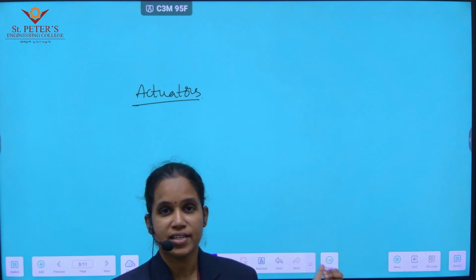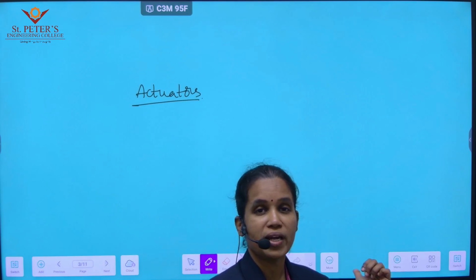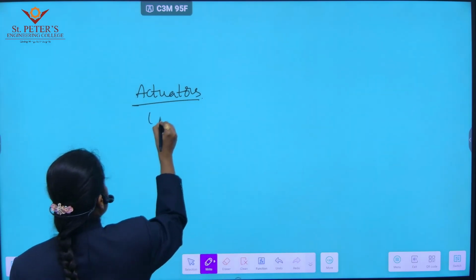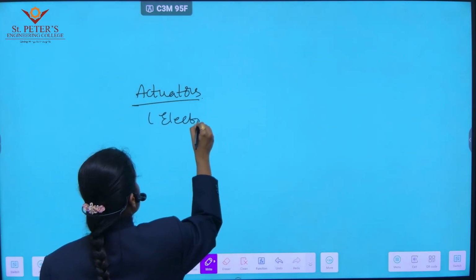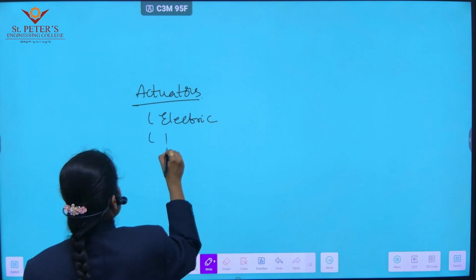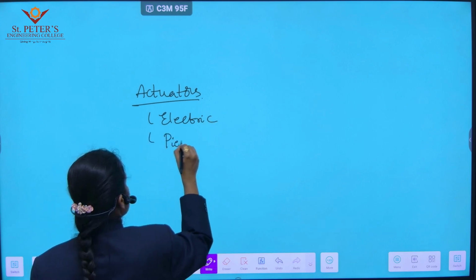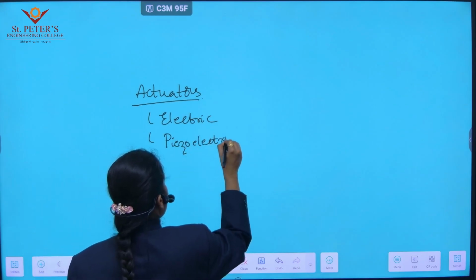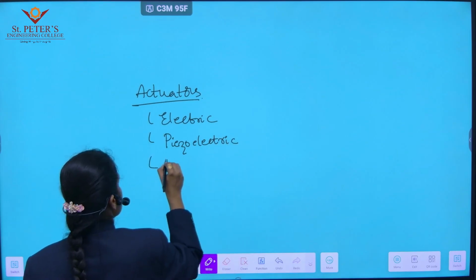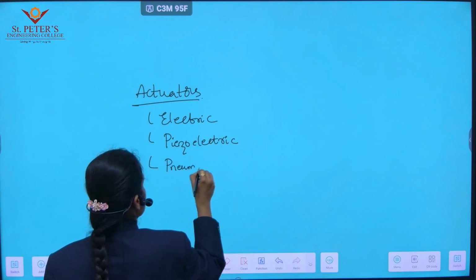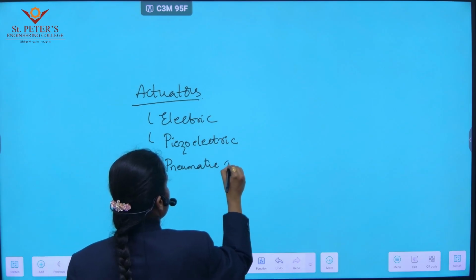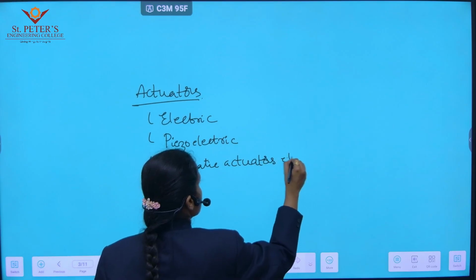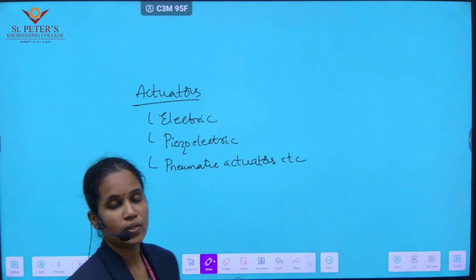So like the sensors we have discussed, there are so many actuators we use in our IoT system, like electric actuators, piezoelectric actuators, pneumatic actuators, etc. So first, coming to the electric actuators.